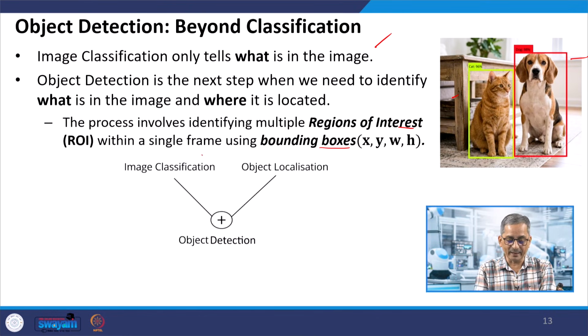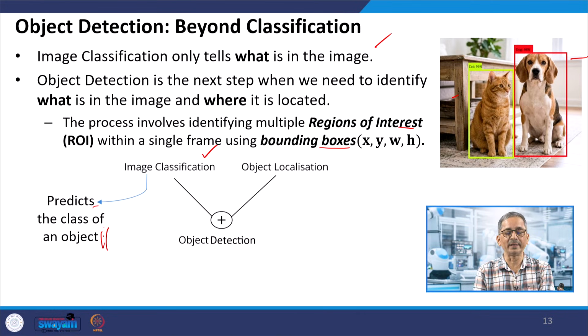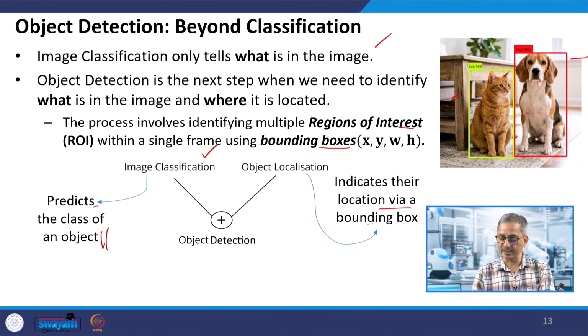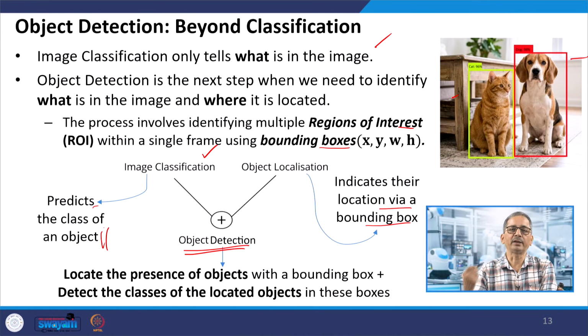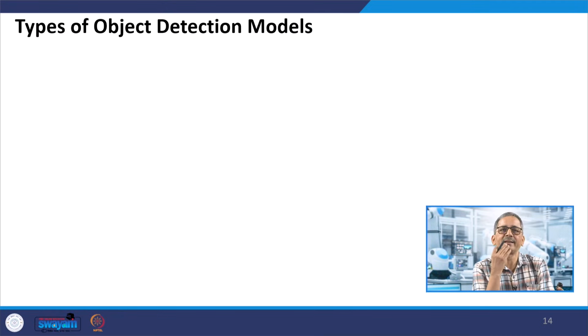So we have image classification, where we say what is there in the image, that is it predicts the class of the object, and then we have object localization, that is it indicates location via the bounding box, and together this constitutes object detection. So it locates the presence of an object with a bounding box plus detects the class of the located object in these boxes.